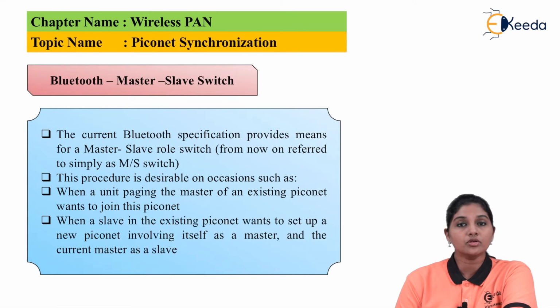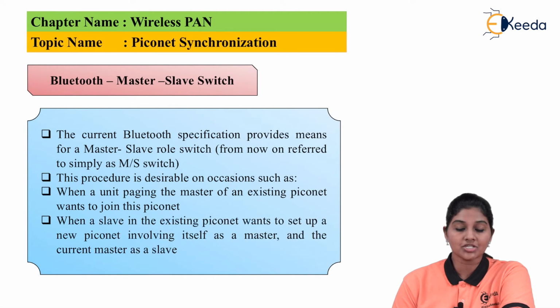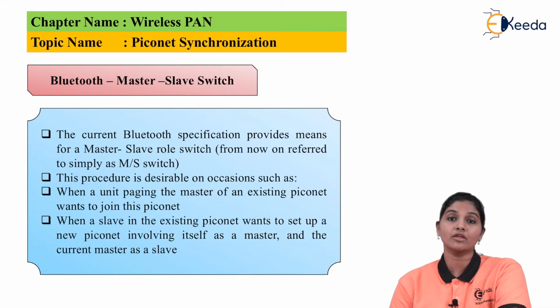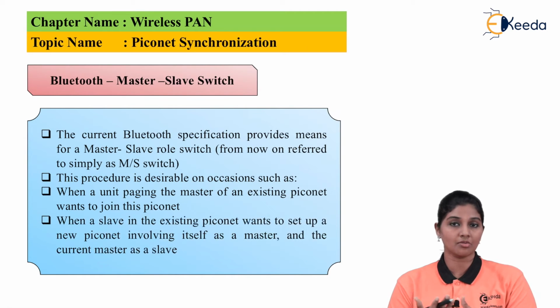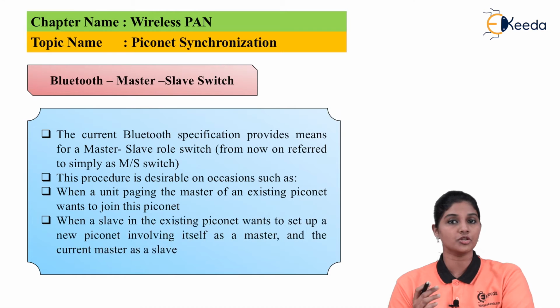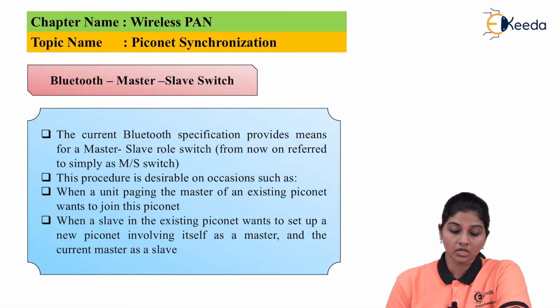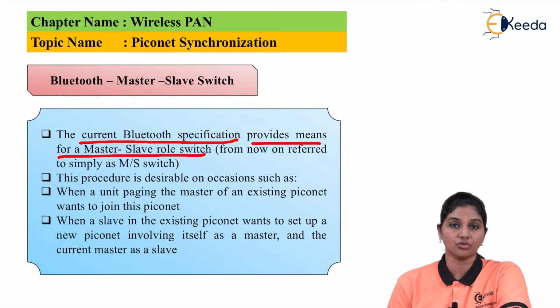Next we are going to discuss the Bluetooth master and slave switch. That means whenever a device which acts as a slave wants to switch with the master, or wants to act as a master, in case the master leaves or the device wants to act as a master, how can that switching operation take place? The current Bluetooth specification provides means of master and slave role switch.